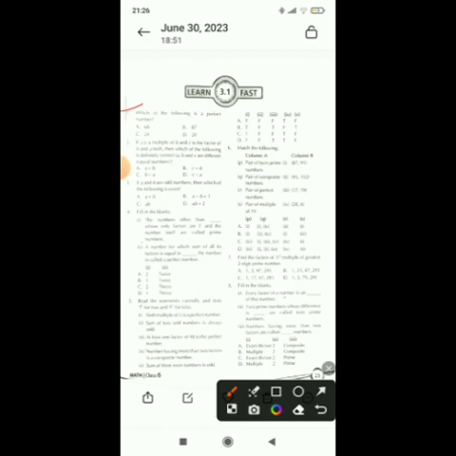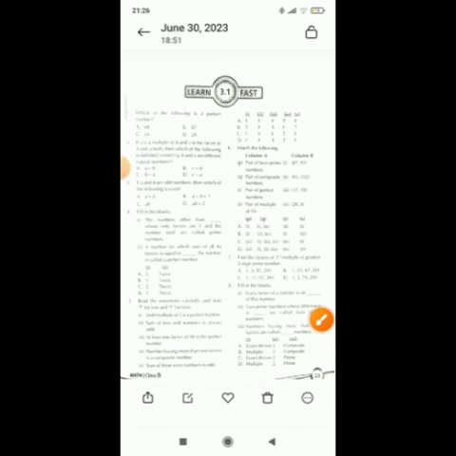Next is 87, same with 87. It is not a perfect number. 24, no. 28, yes, it is a perfect number. 6 and 28 are perfect numbers. When we add up the factors of 28, they result in 56. Moving on to the next question.